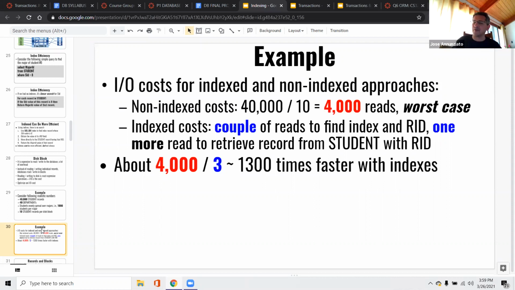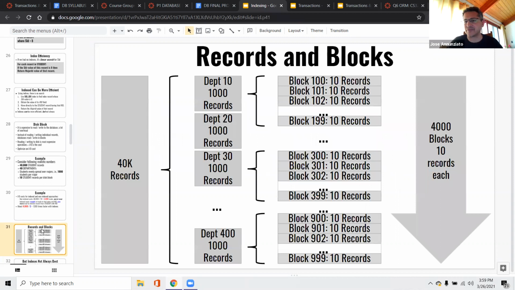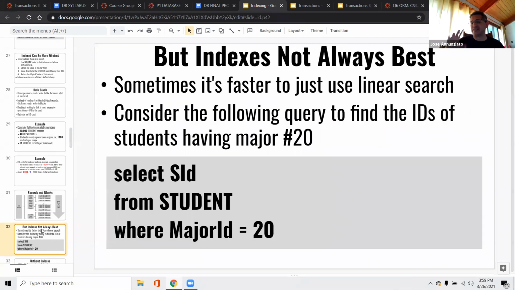But we have to be careful that this is not always the case. We have to consider that if instead we're using a key, an index that is not unique, where the query might say, don't look for an individual student, but find me all the students that are in a particular department. Well, now you're talking about 1,000 students. So now you're not talking about retrieving a single user. Now you're talking about retrieving 1,000 individual students, so you would end up doing 1,000 reads.